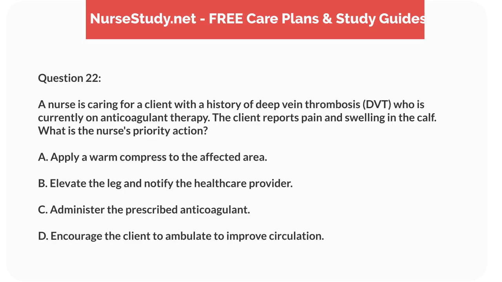Question 22. A nurse is caring for a client with a history of deep vein thrombosis, DVT, who is currently on anticoagulant therapy. The client reports pain and swelling in the calf. What is the nurse's priority action? A. Apply a warm compress to the affected area. B. Elevate the leg and notify the healthcare provider. C. Administer the prescribed anticoagulant. D. Encourage the client to ambulate to improve circulation.